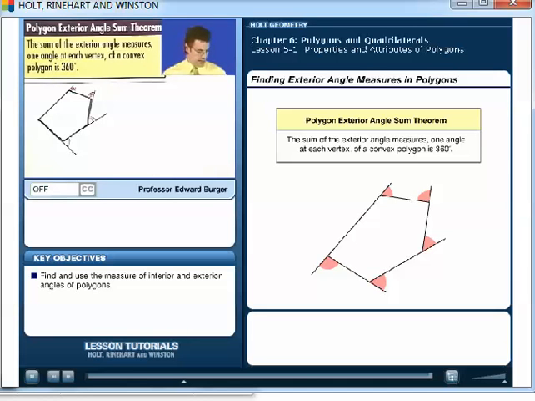Always. And really, that follows just from the previous theorem, which tells me what the sum of the interior angles are. And we know that for each interior angle, I've got the interior angle and the exterior angle, and they add up to 180. And so I've got 180 here, and 180 here, and 180 here, and 180 here. So how many 180s is that?